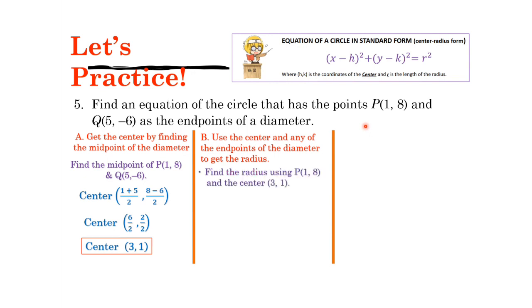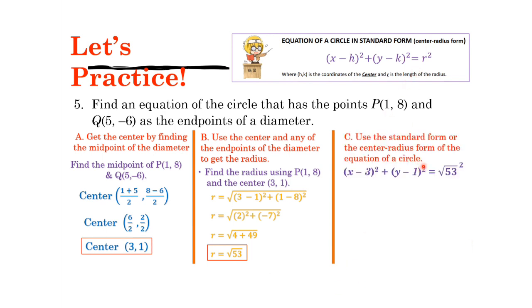Basically, we're applying all of the lessons we have discussed so far, midpoint and then distance, in order to answer this question. And you're going to get the radius as square root of 53. And once you have the center and the radius, all you have to do is substitute it in standard form, and your answer will be this one: the quantity x minus 3 raised to 2 plus the quantity y minus 1 raised to 2, and it's equal to 53. So that's how you put equations of circles into standard form or center-radius form.